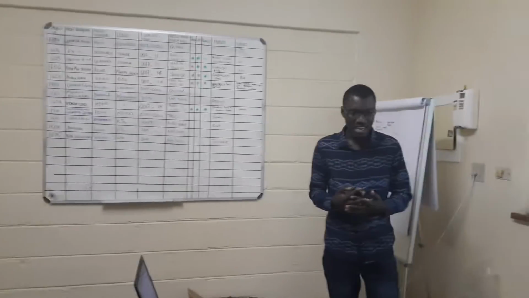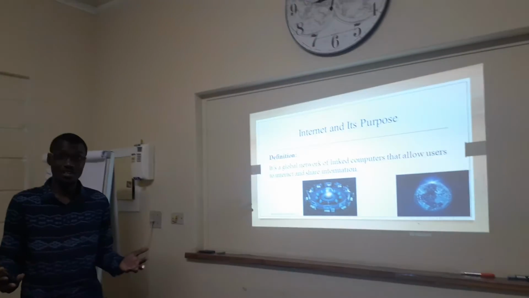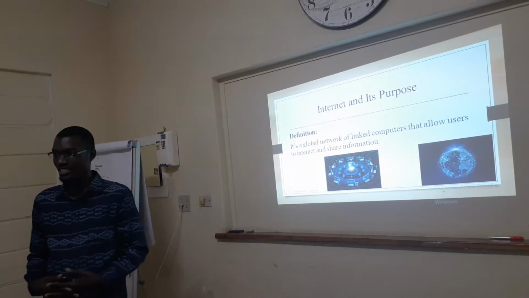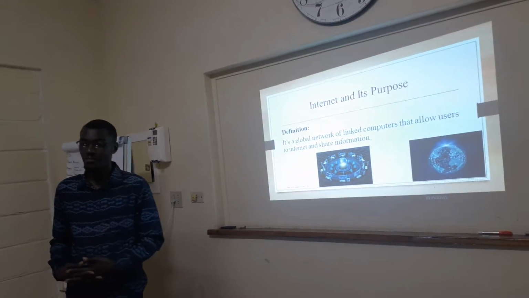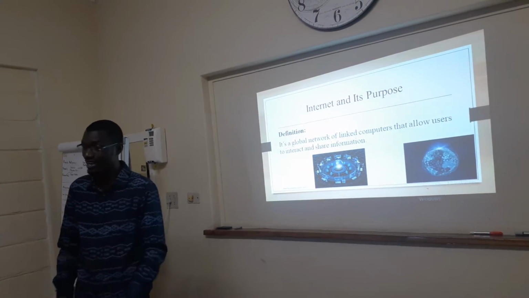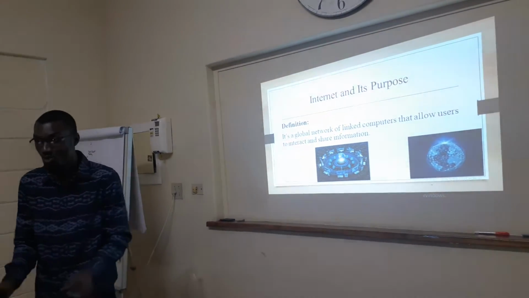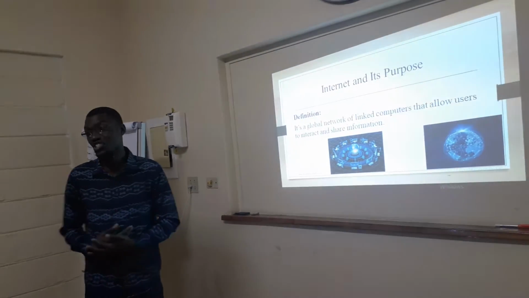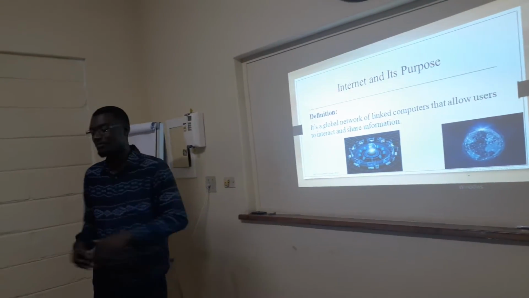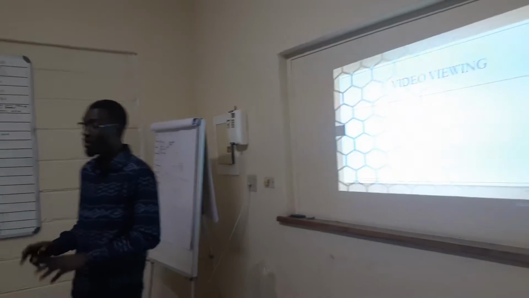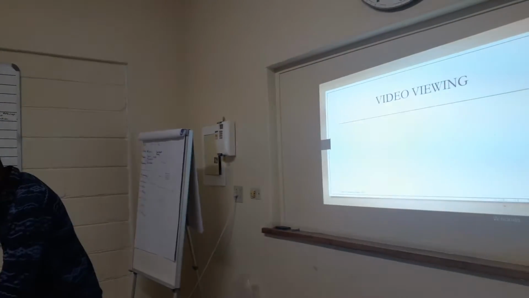Correct. Now, let's look at the definition. Internet is a global network of linked computers that allows users to communicate, interact, and share information. A network that is global, worldwide, that connects the computers. So this connection allows people to interact and share information or resources. Now, before we continue with the purposes of using internet, I want to direct your attention to the following video.